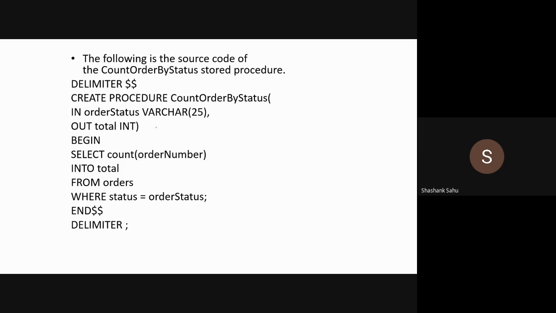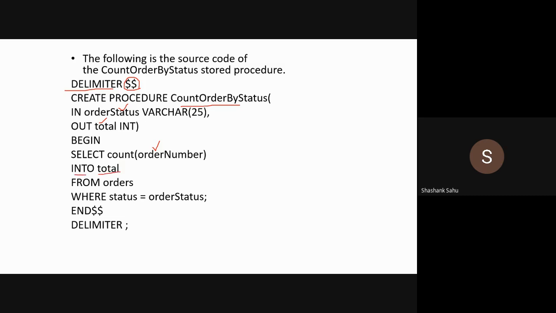Now there is one more example of a procedure. We do not necessarily have to always use slash for the delimiter. You can use any character of your choice. Here we are using the double dollar symbol for the delimiter, and the name of the procedure is count order by status. So we have order status as an IN mode parameter and total as an OUT mode parameter. So we are providing the order status, and we are counting the order number, and the total count will be stored in the variable total.